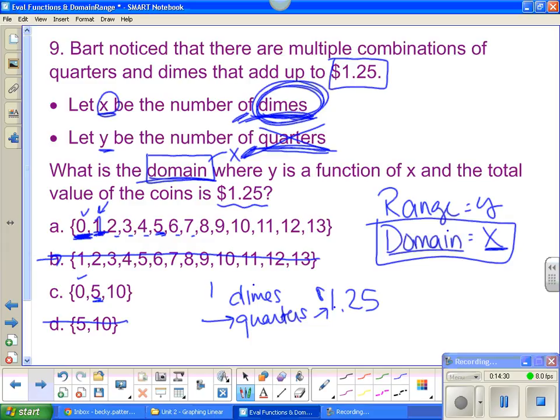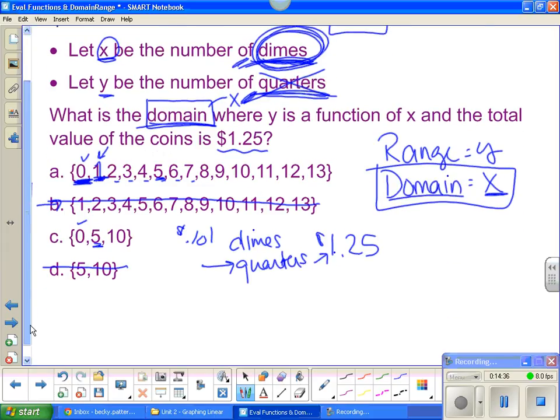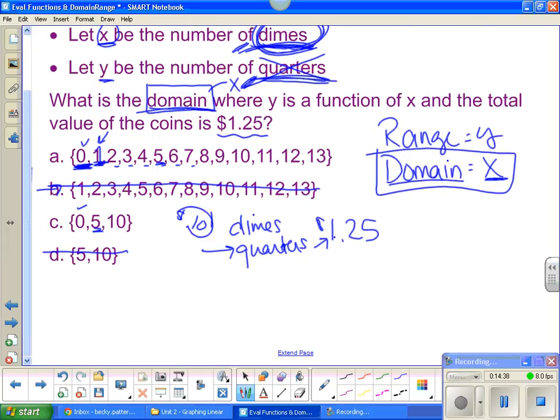Well, if you have 1 dime, how much money is that? That's 10 cents. So how much does that leave me with? If I have 10 cents and I'm reaching $1.25 and 10 cents of it is a dime, I'm now down to $1.15. So now if I can have 1 dime, I need to be able to have the rest quarters. Can I hit $1.15 with the rest of the money being quarters? And the answer is no.